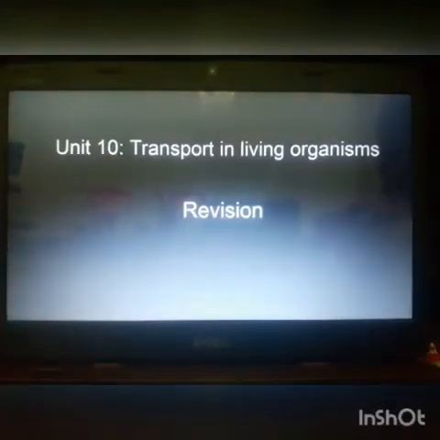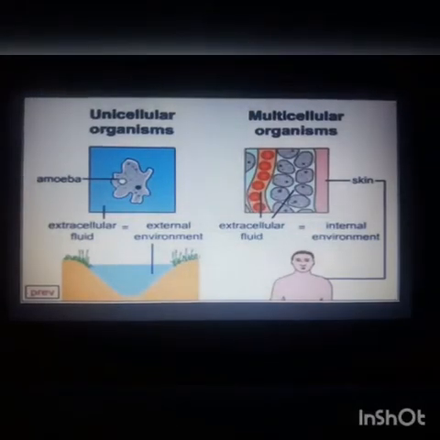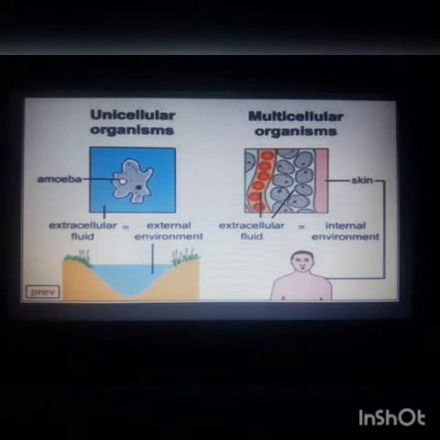Today we are going to start the revision of unit number 10, Transport and Living Organisms. As you know, the unit is about the transport of material within the organisms. On the basis of that, we have two types of organisms. The first one is unicellular and the other one is multicellular.